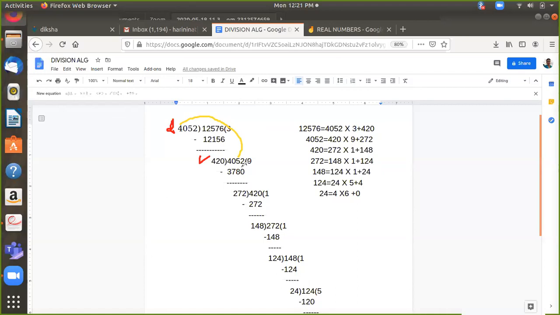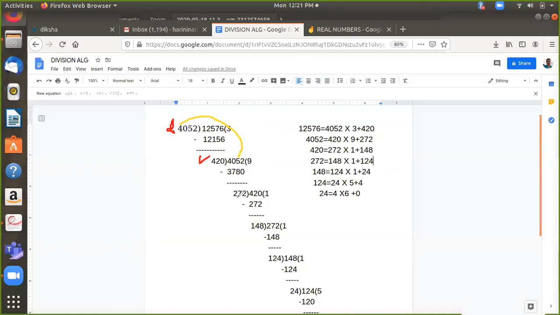So is that step understood? Step 2 I am applying. So this is the new divisor. 4052 becomes the dividend now and 420 becomes the divisor. So again the division will continue. I know 9 times 420 is 3780 and I do the subtraction. So the second step also is over. Did I get a remainder 0 now?